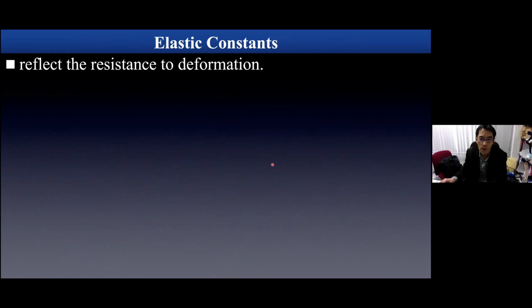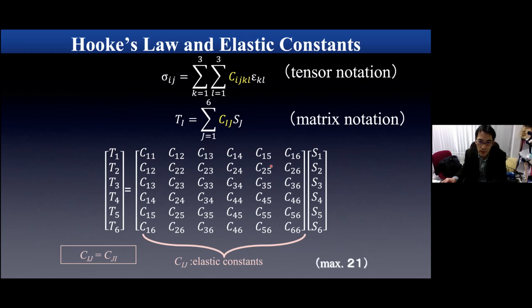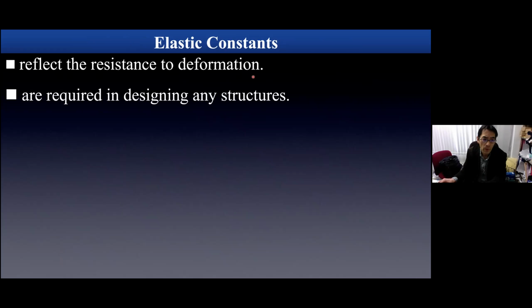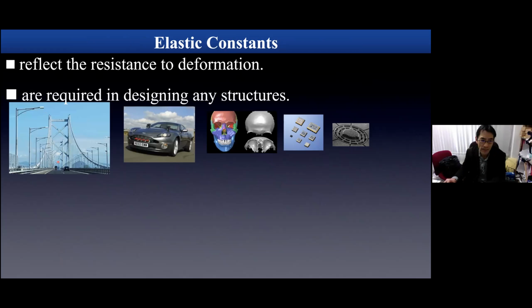Anyway, so these are elastic constants, and very, very important parameters. The elastic constants reflect the resistance to deformation. Therefore, they are needed in designing any structures, including very big ones such as cars, or biomaterials, or devices, very, very small materials, very, very small structures. In designing these structures, we must know the elastic constants because they determine the deformation behavior of the material.